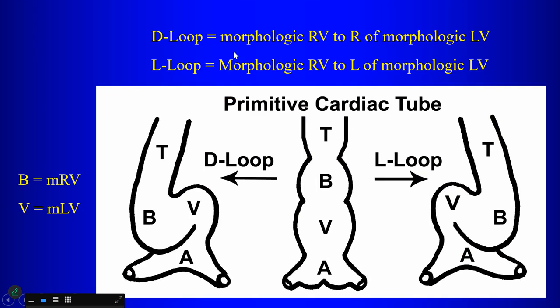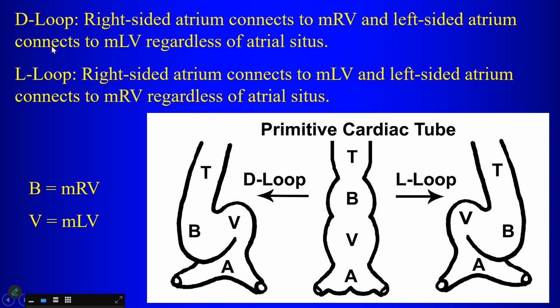Okay, so what do we have here? So we've talked about in most cases, when this tube loops, it loops to the right. That's called a D loop, right? Looping to the right. However, there are some rare cases where it might loop to the left. And if it loops to the left, that's an L loop. Notice if it loops to the left now, the bulbus cordis here, which is going to form the morphologic right ventricle, winds up to the left of what's going to wind up being the morphologic left ventricle. Okay? That's from an L loop, looping the wrong way.